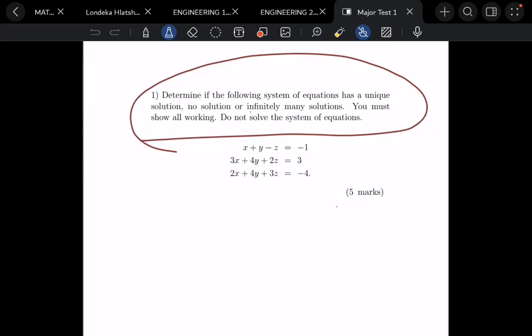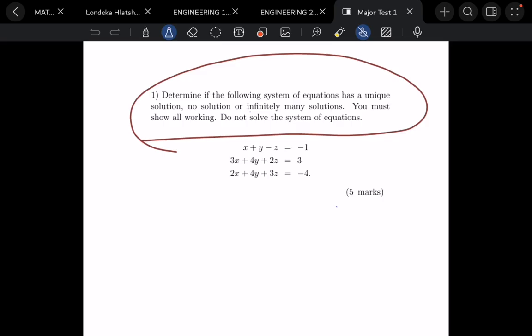Please take note and write it down. Right, take the note and write it down. So it says, determine if the system of equations has a unique solution, no solution, or infinitely many solutions. You must show all workings. Do not solve the system of equations. This is going to be the question on your test, an exam, or a major test.